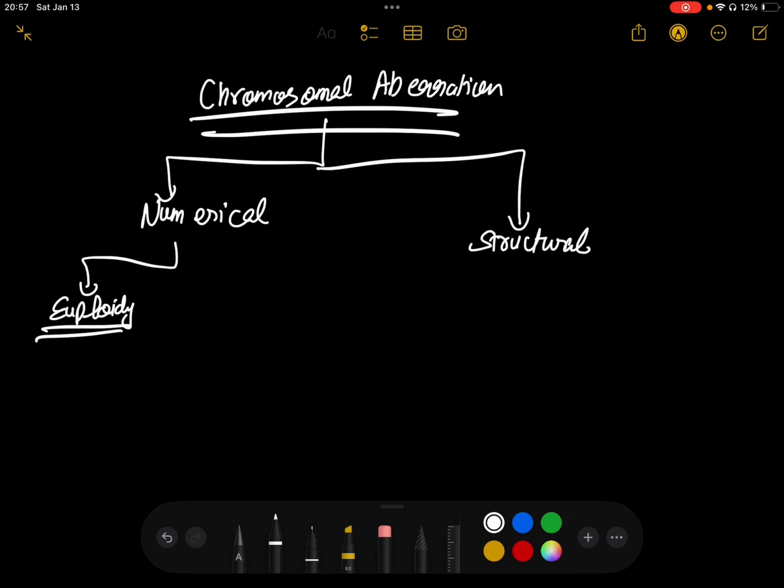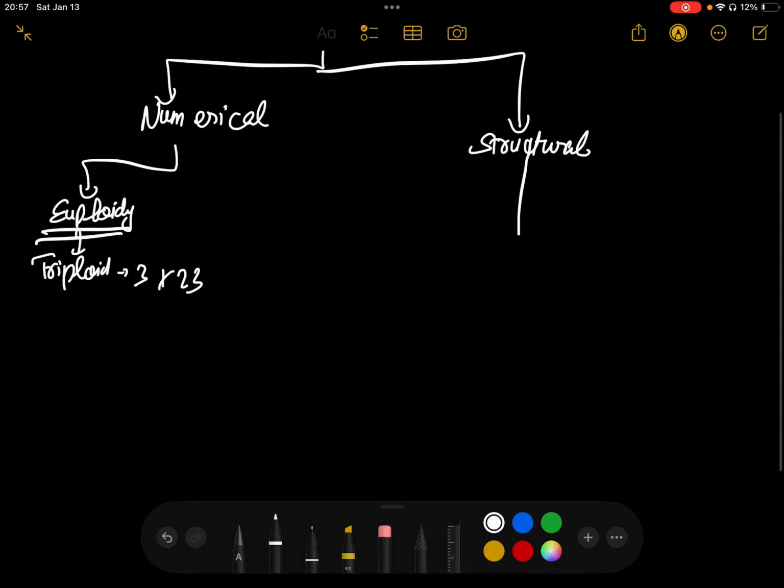If the total number of genes in a chromosome is three times 23, then it will be called triploid. That is 3 into 23. And if the total number of chromosomes is four times, then it will be called tetraploid. That is four times 23. So this is euploidy, which happens because of n times the number of genes, that is 23.